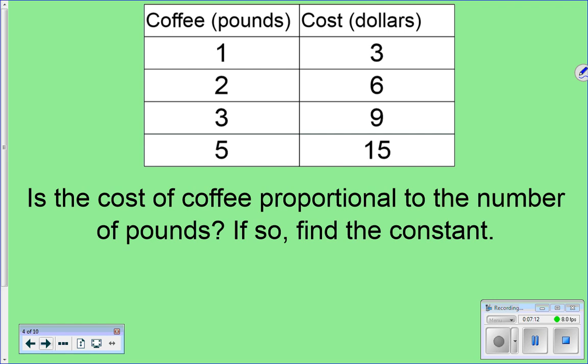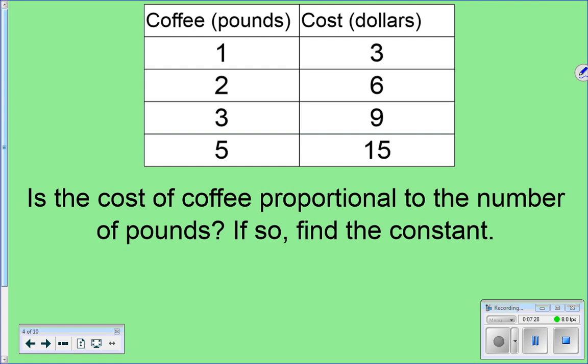All right, so this is what's going to happen today. They're going to give you a table. Okay? They're going to give you a table. Coffee, 1 pound is $3, 2 pounds is 6, 3 is 9, 5 is 15. My question to you is if this is in proportion or not.